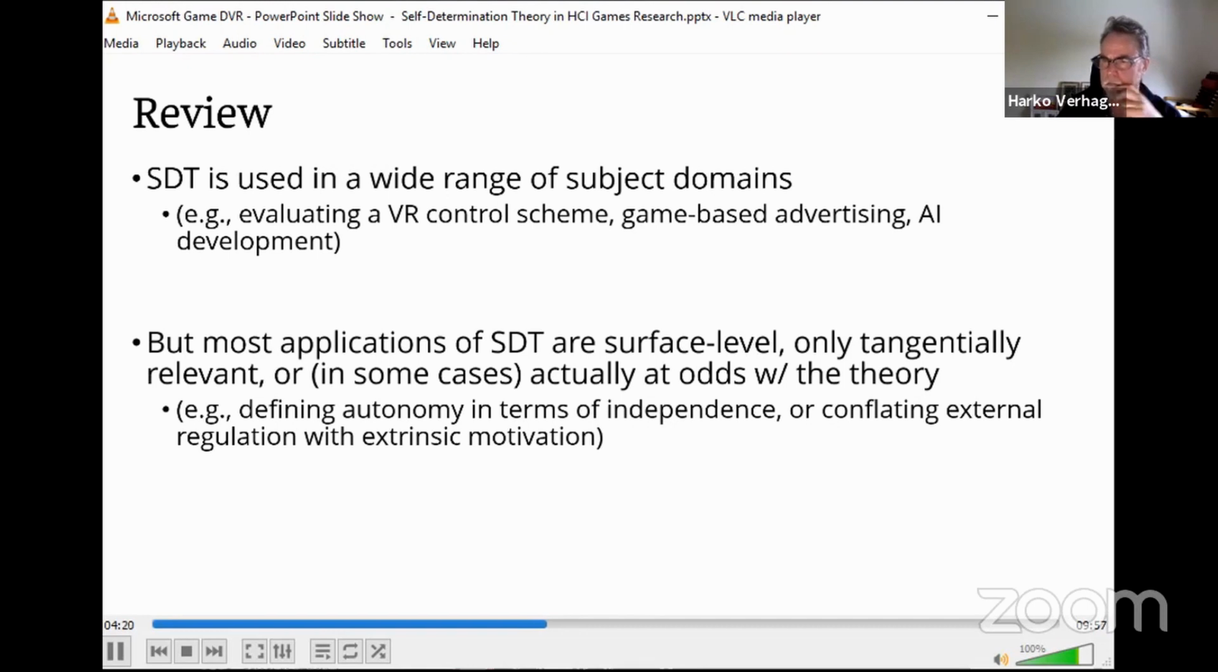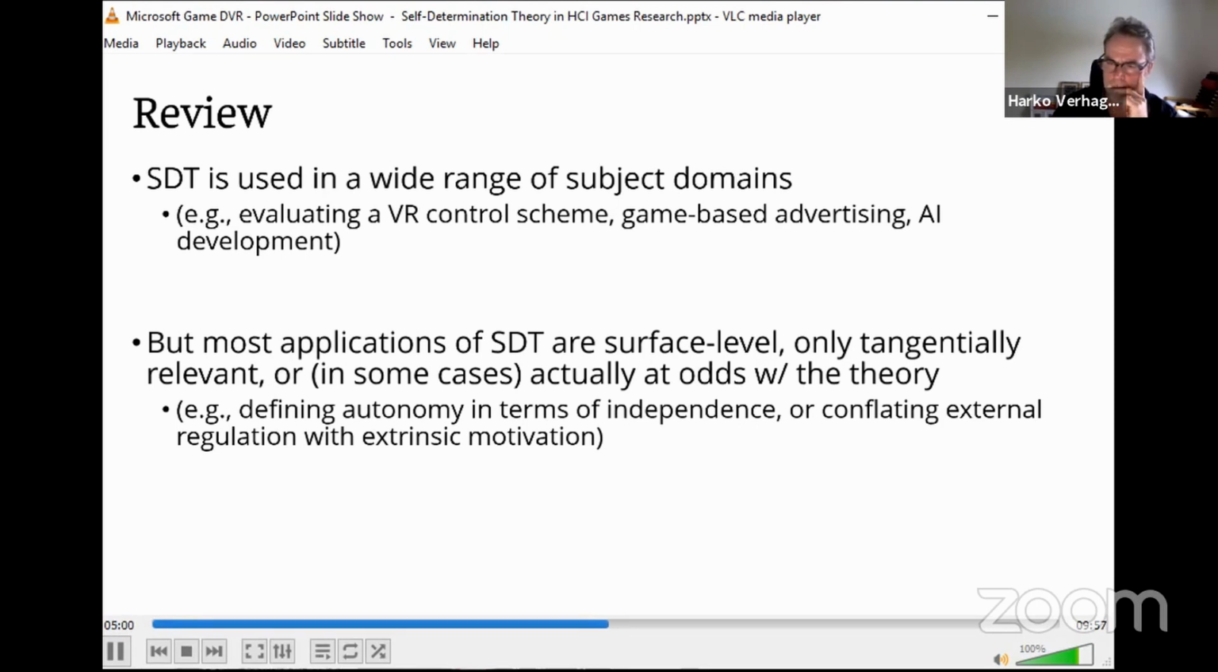Secondly, as a second example, we saw people conflating external regulation, which is a form of extrinsic motivation that focuses on responses to rewards, with extrinsic motivation as a whole. And if I had time to explain the theory, I could have put the big diagram with all the different forms of extrinsic motivation on it, but I don't. So suffice it to say that there are some good forms of extrinsic motivation that have nothing to do with external rewards.